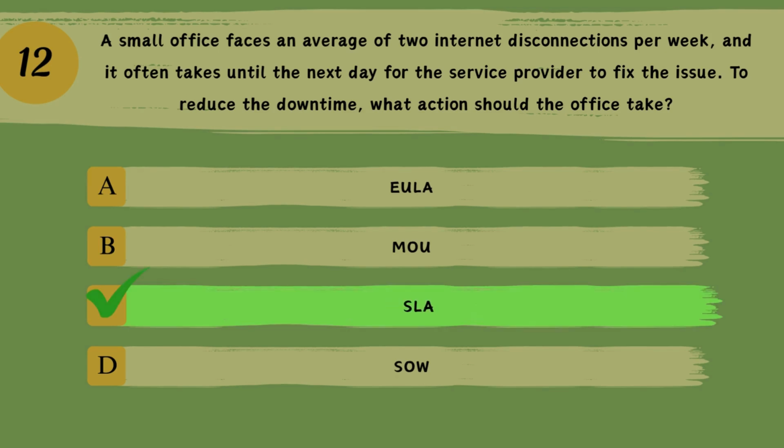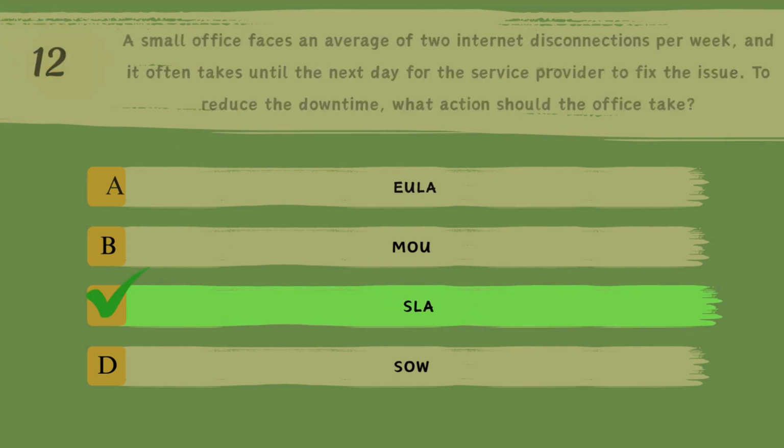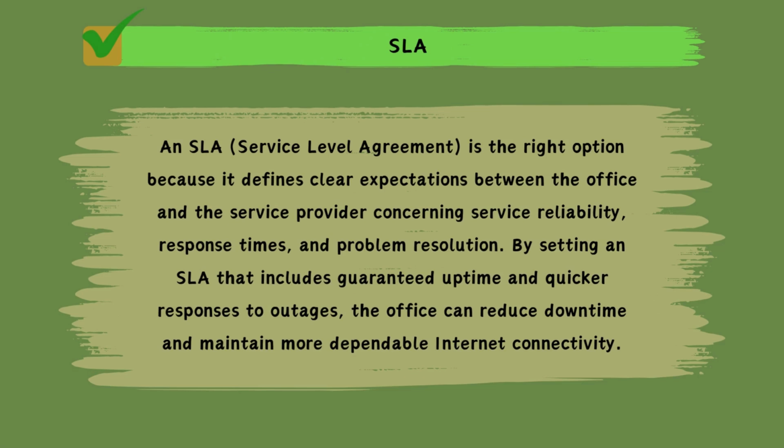Correct answer, C. SLA. An SLA, Service Level Agreement, is the right option because it defines clear expectations between the office and the service provider concerning service reliability, response times, and problem resolution. By setting an SLA that includes guaranteed uptime and quicker responses to outages, the office can reduce downtime and maintain more dependable internet connectivity.